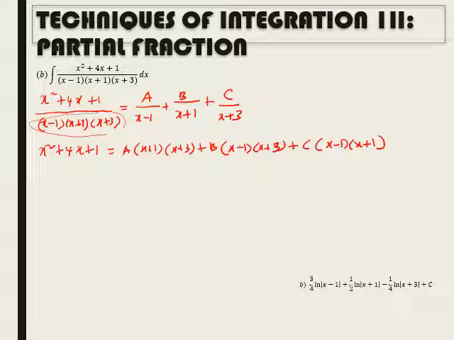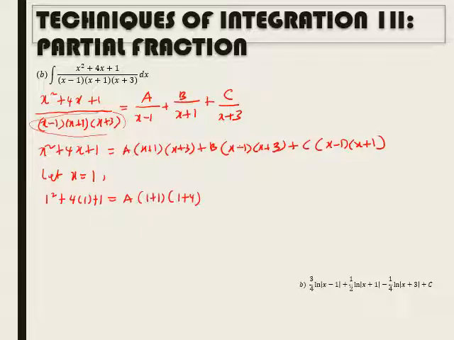How? Okay, let's check. To find a, we must make it 0 here and 0 here. So how? Both have x minus 1, right? x minus 1 here, x minus 1 here. So we can let x equal to 1. So both this term and this term will be eliminated. So the whole equation becomes 1 squared plus 4 times 1 plus 1 is equal to a times 1 plus 1 times 1 plus 3 plus 0.